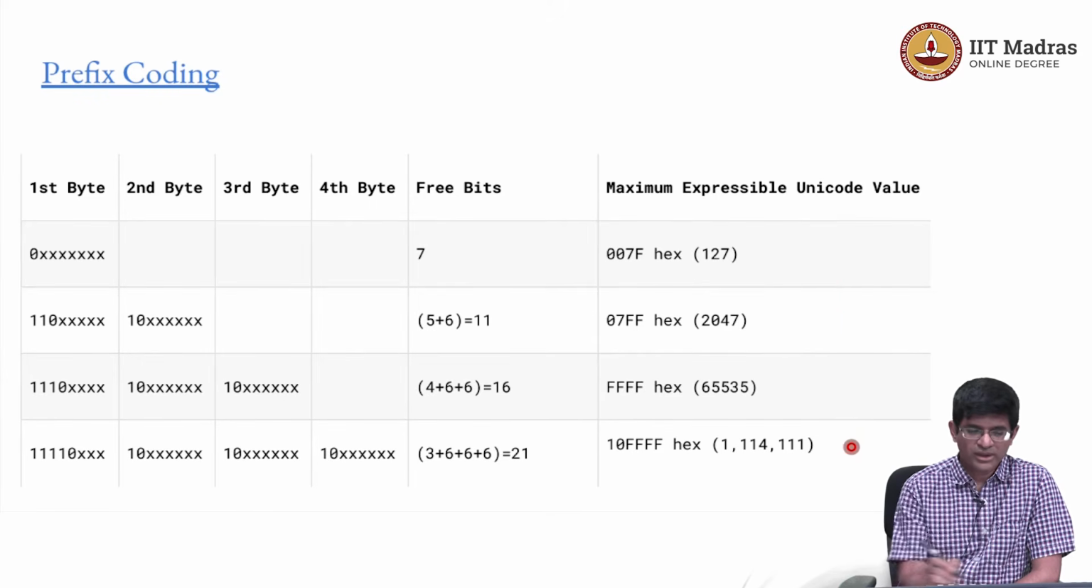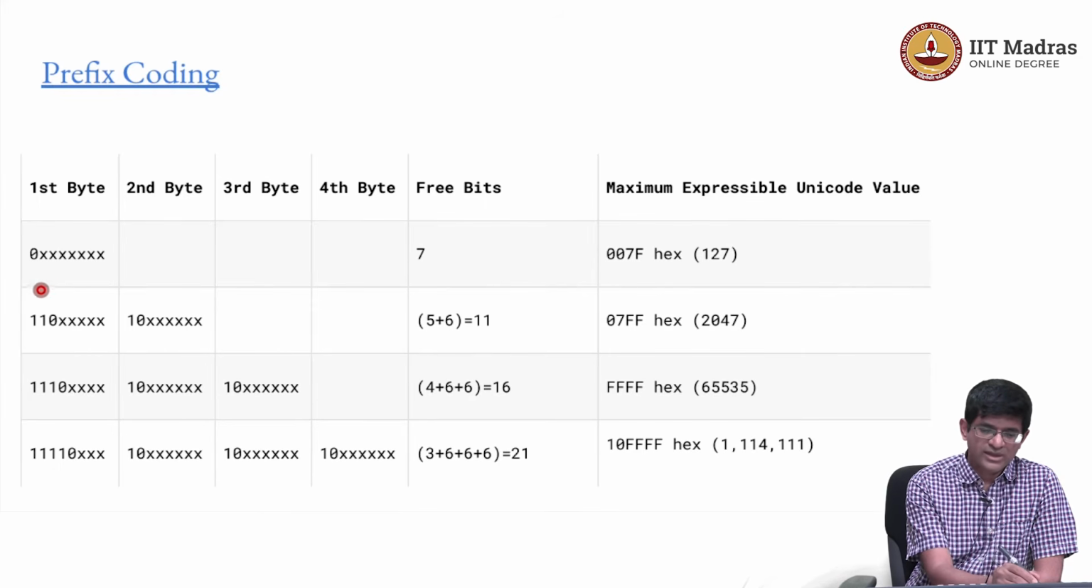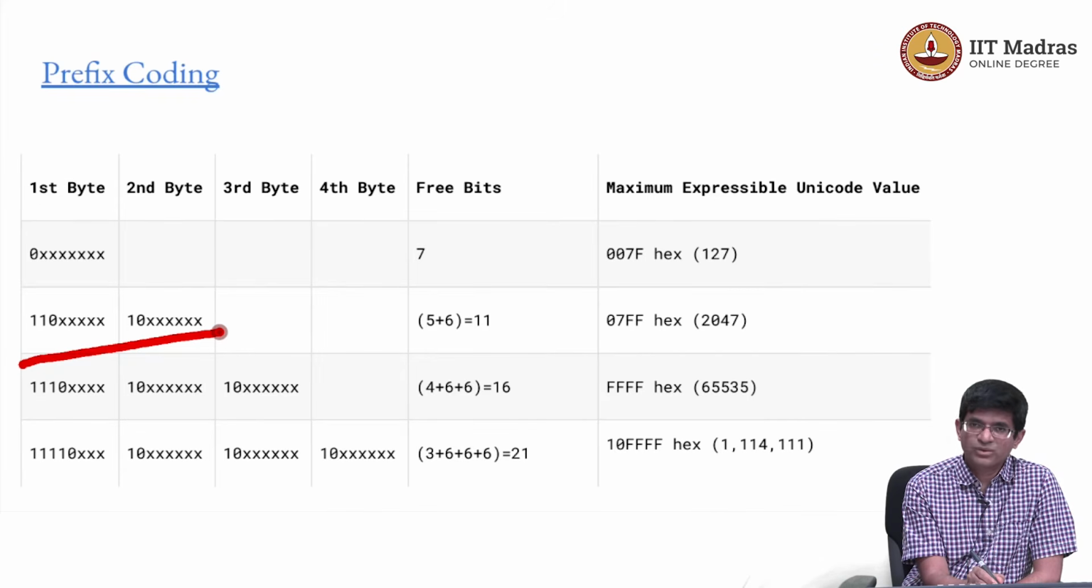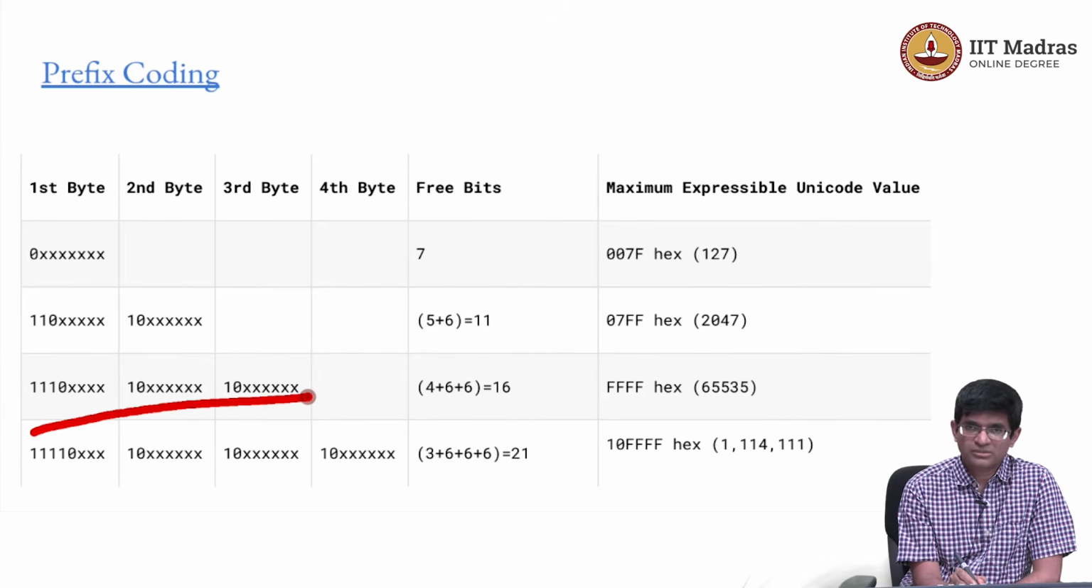And what's the nice part about it? English language documents, for example, would fit nicely within 8 bits. Other languages, the more common ones, would fit within 16 bits. Less common ones would take longer.